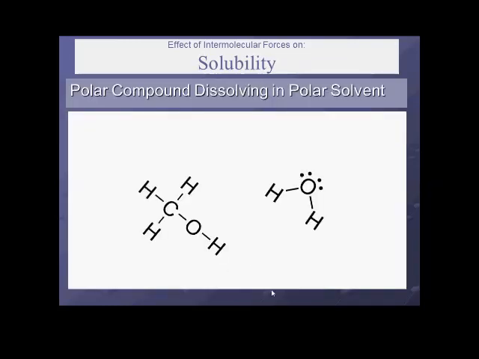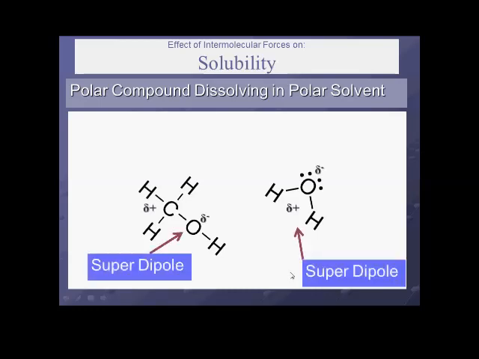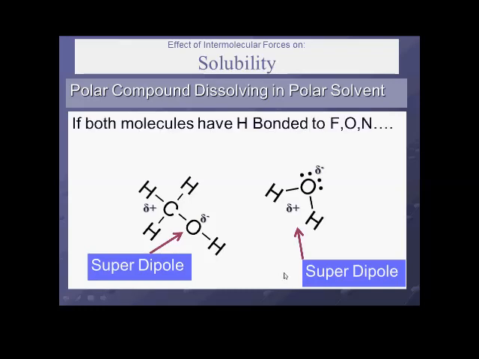Now what if I have something polar and I'm trying to mix it with a polar solvent such as water? So here we have methanol and water, and both of these are very polar. In fact, we can see that we have a super dipole because each of these has a hydrogen bonded to an oxygen. And so we have this super dipole in both of these molecules. So if I mix these two things together, are they going to be attracted to each other?